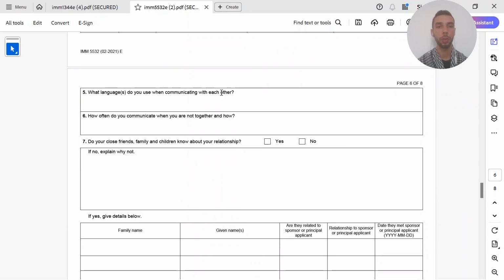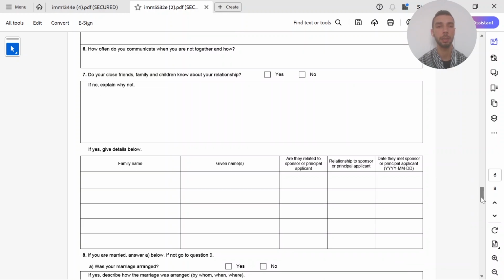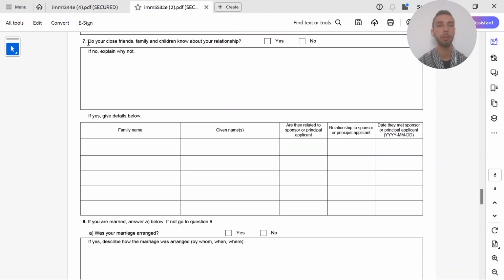What language do you use when communicating with each other? This is pretty easy. How often do you communicate when you are not together, and how? Make sure you enter as many details as possible. And here it's about the social proof.